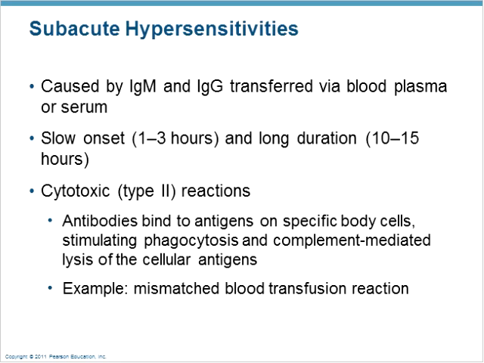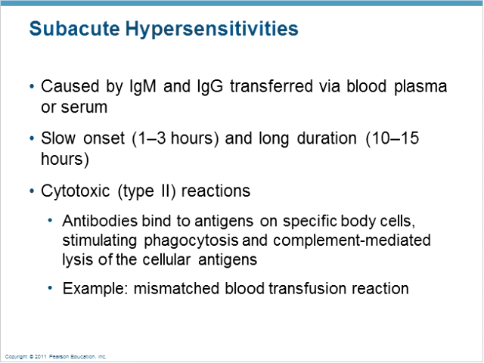We have subacute hypersensitivities, which are caused by IgM and IgG transferred via blood plasma or serum. They're slow in onset, they can take 1 to 3 hours, and they have a long duration of 10 to 15 hours. There are cytotoxic type 2 reactions, where the antibodies bind to antigens on specific body cells, stimulating phagocytosis and complement-mediated lysis of the cellular antigens. The example is mismatched blood transfusion. So if you put a type B blood into type A, you get a type 2 reaction.